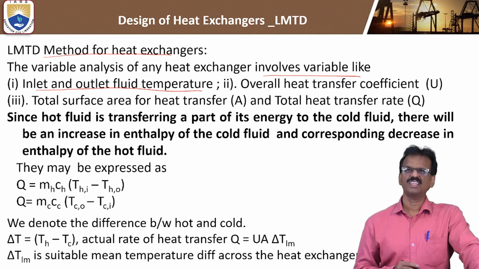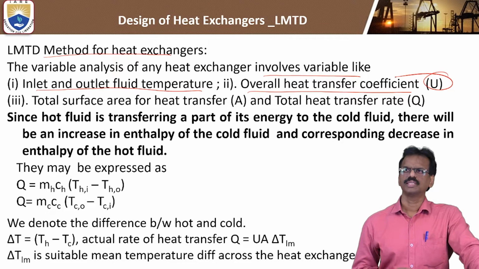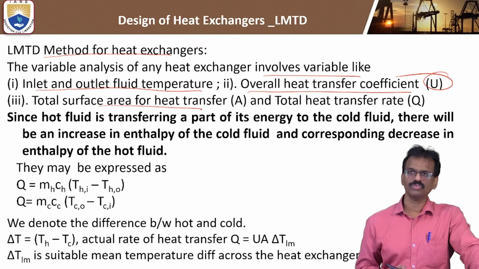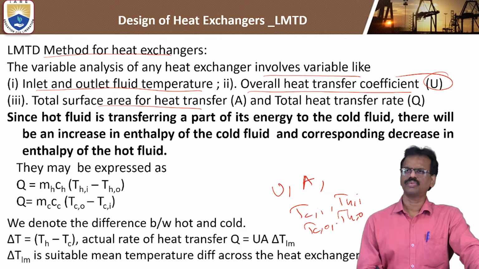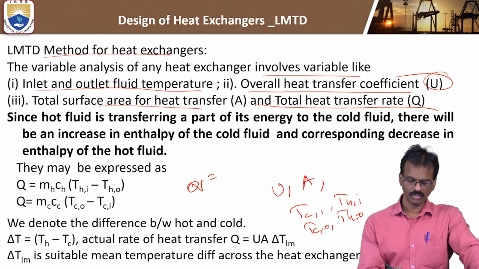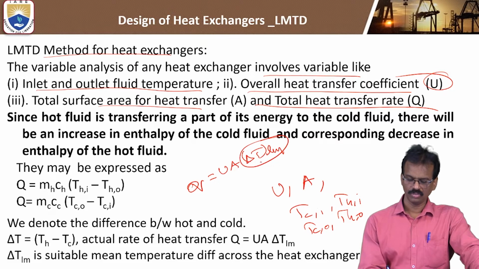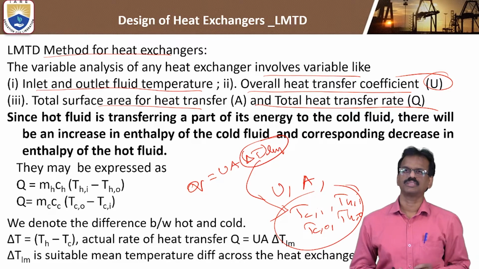So we'll see the inlet and outlet temperatures of the hot and cold fluids, the overall heat transfer coefficient U, and the total surface area A. The other parameters are the cold fluid and hot fluid inlet temperatures, and the cold fluid and hot fluid outlet temperatures. The next one is the rate of heat transfer, Q. These are the important parameters involved in this LMTD method. The final formula is, as already noted, U A into delta T LM, where delta T LM is a combination of the inlet and outlet temperatures of the fluids.